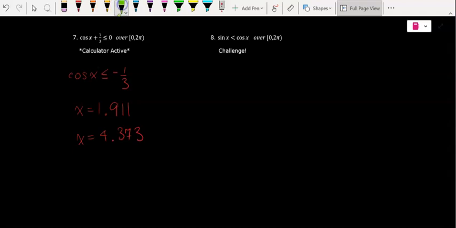So my answer is just going to be from 1.911 to 4.373, and I am including both of those answers, okay? And that's it. That's all I got to do for that one.